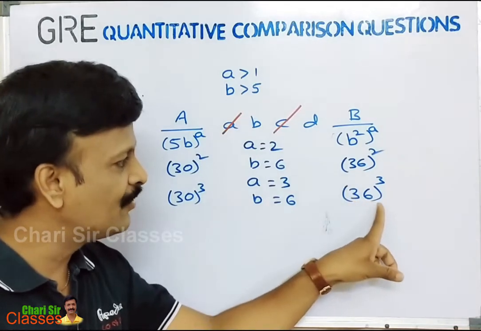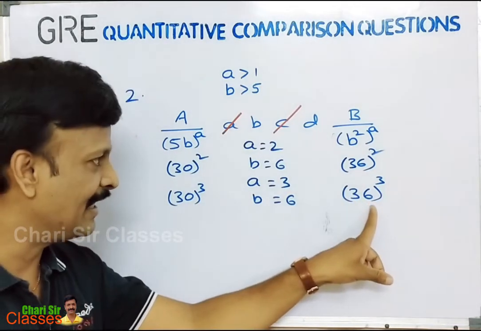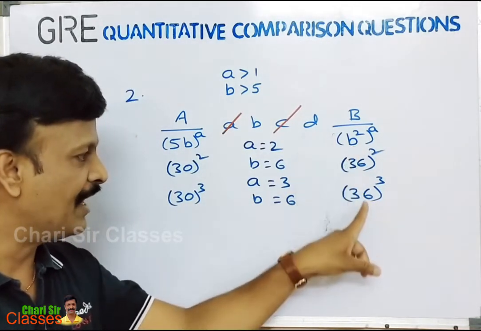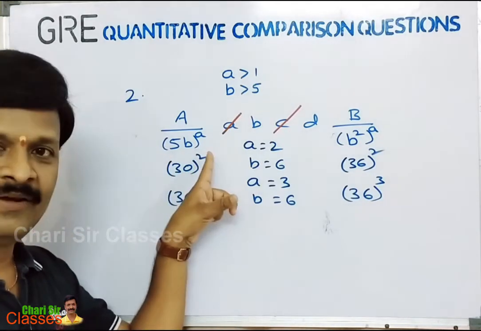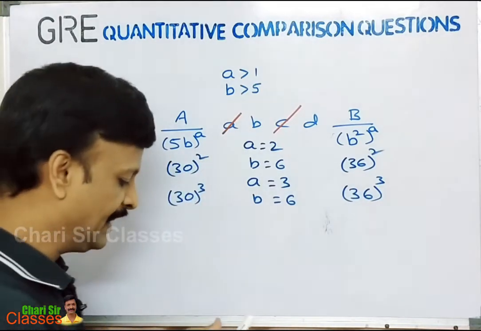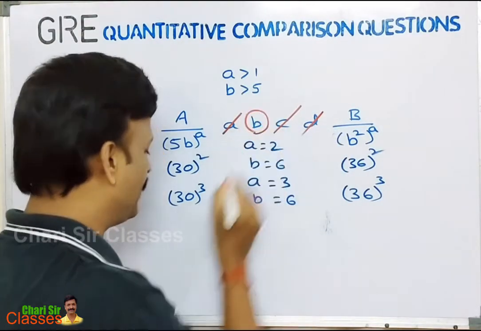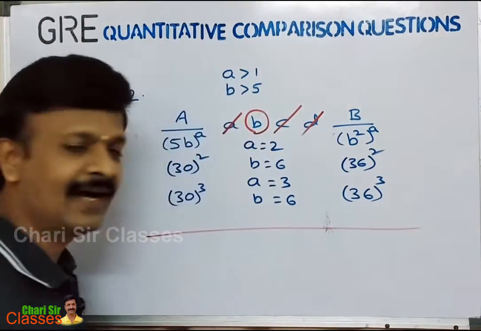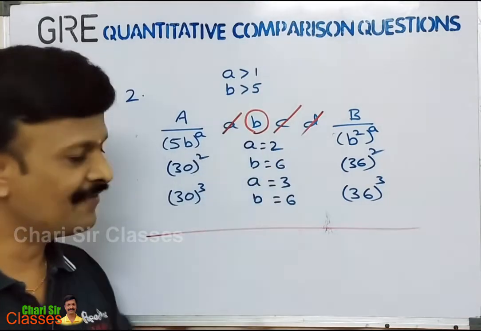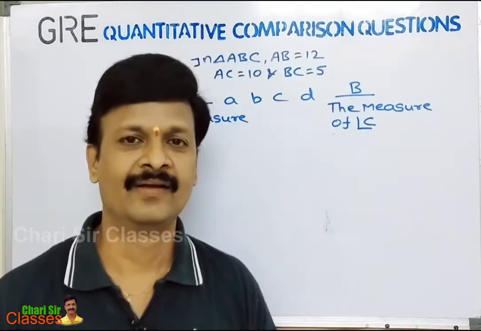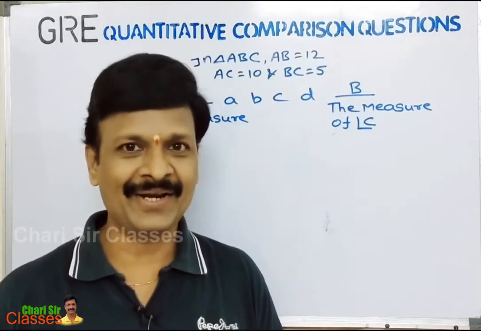Here, always you get B greater. Always the B square value will be greater than the 5B value. Therefore, what we can say here, you can eliminate D and confirm B is our answer, because always quantity B is greater. Next, the third question, geometry question.